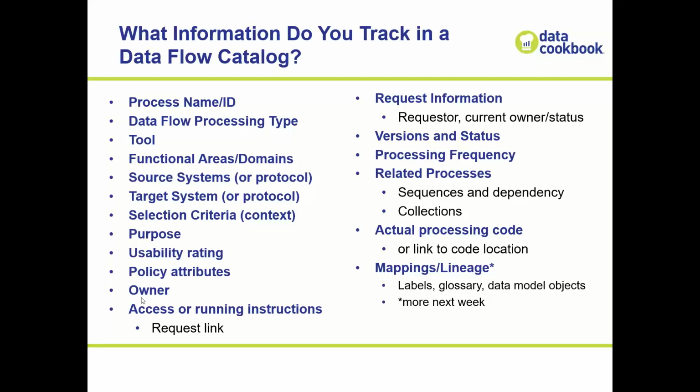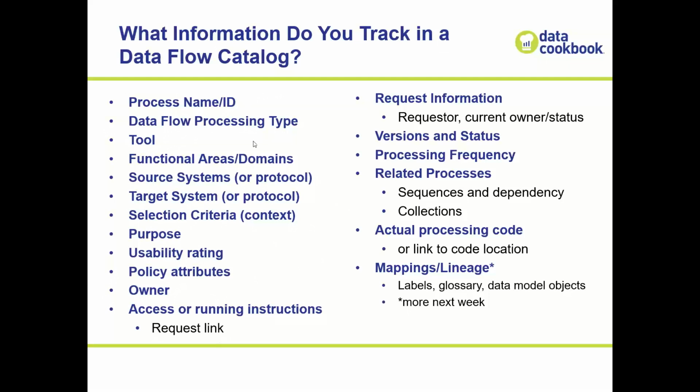And an explicit owner, if there is one, if you track such a thing for this process, maybe that's something that's derived, like in our tool, you would derive that from the functional area and the data system and tools potentially, but you might have an explicit owner as well. Maybe some information about how do I access it, or how do I run it, or how do I get it, or have a link to request it.